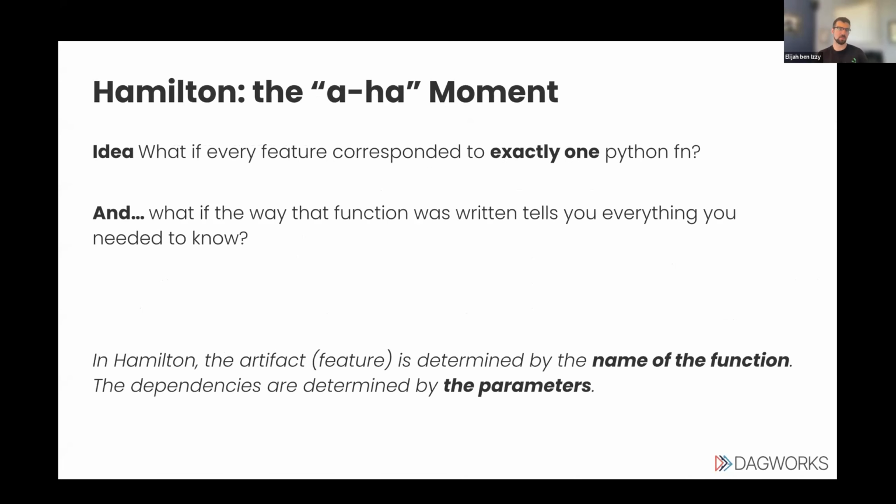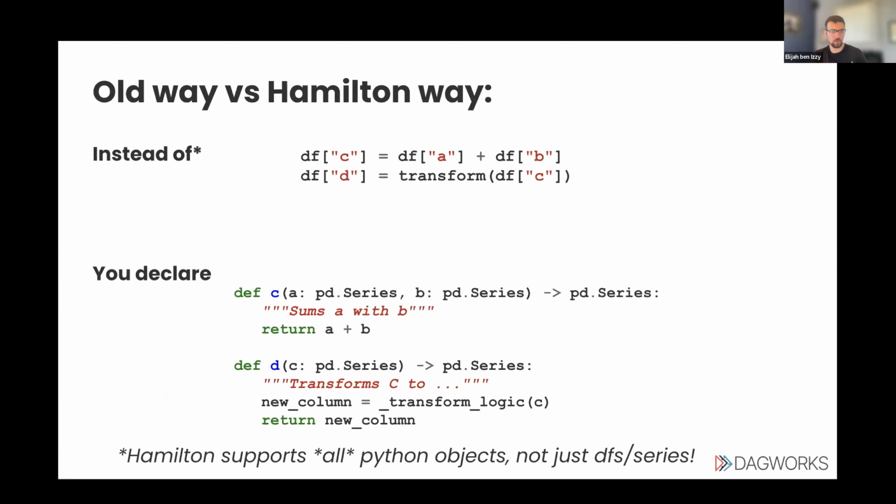It comes from a very simple concept. What if every feature corresponded to exactly one Python function? And what if the way that function was written told you everything you needed to know about how that function worked? So in Hamilton, the artifact, the feature in this case, is determined by the name of the function, and the dependencies are determined by its parameters. If you've ever seen PyTest, it's taking that idea of fixtures and adding type safety and taking it to the extreme. And what does this look like?